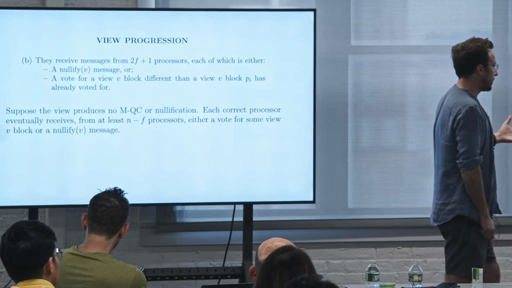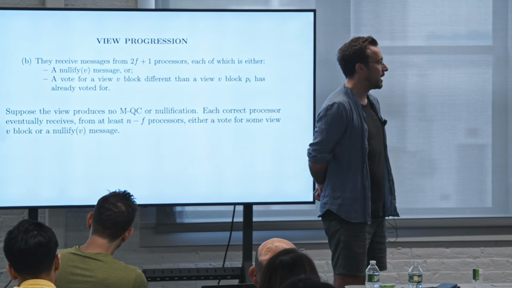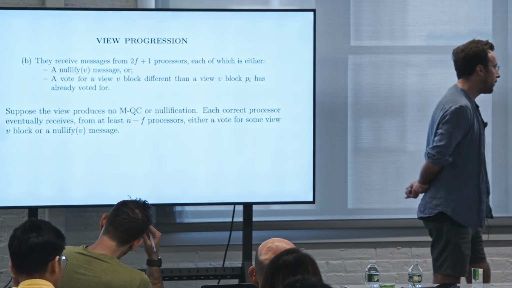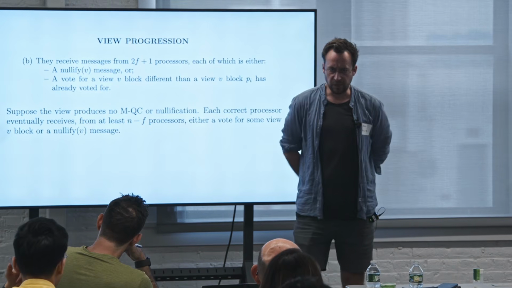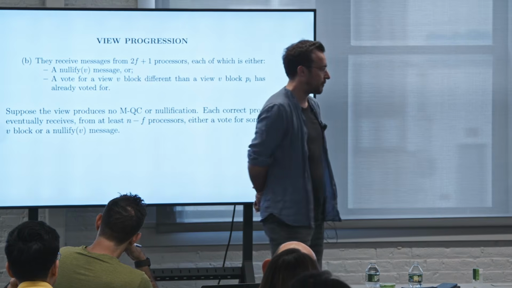We know each correct processor will eventually receive from at least n-f processors either a vote for some view v block or a nullify v message. Because each processor, if they don't vote, will eventually nullify. So you're going to get at least one of these from everybody.